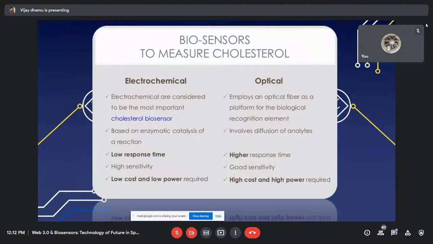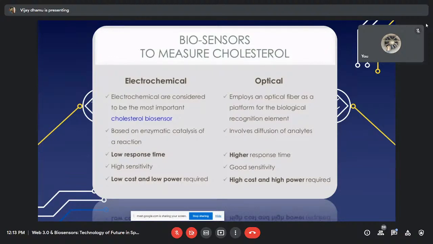So yeah, this is one small example for comparison. Biosensors to measure cholesterol. There are two different technologies to find it out: electrochemical and optical. Electrochemical are considered to be the most important cholesterol biosensor because it's very accurate for measuring the cholesterol level. Electrochemical sensors are more accurate because they measure it directly. But if you go for optical, it measures indirectly. Both are good, but the accuracy level is higher in electrochemical.